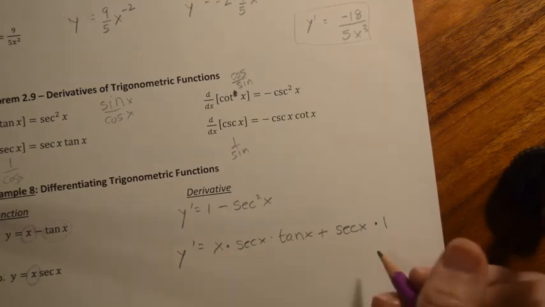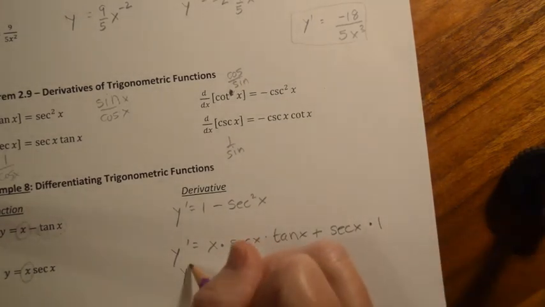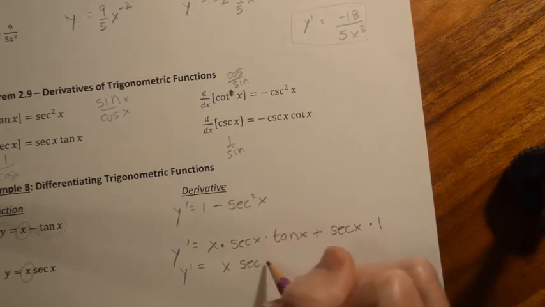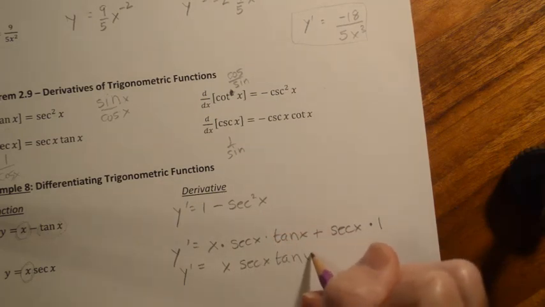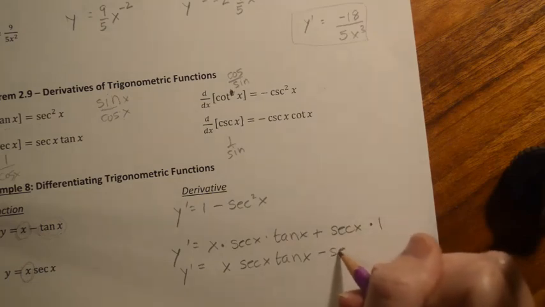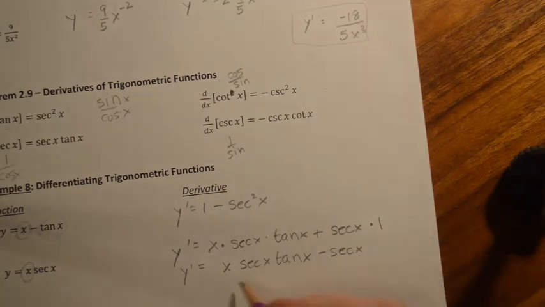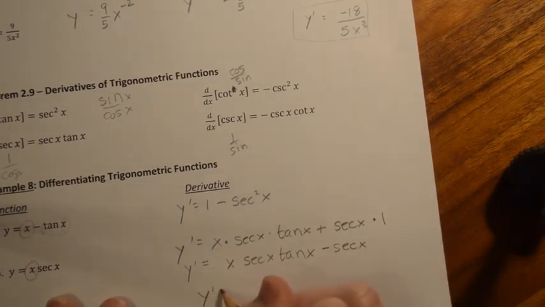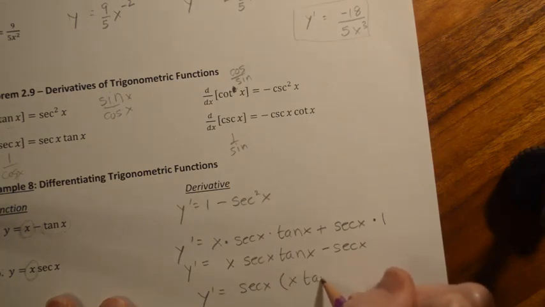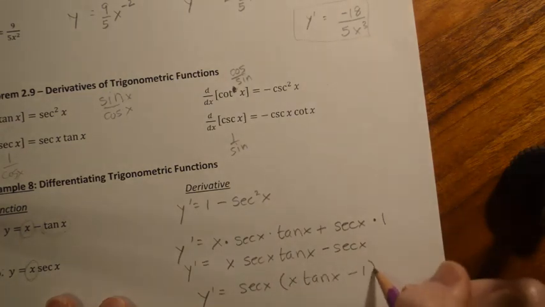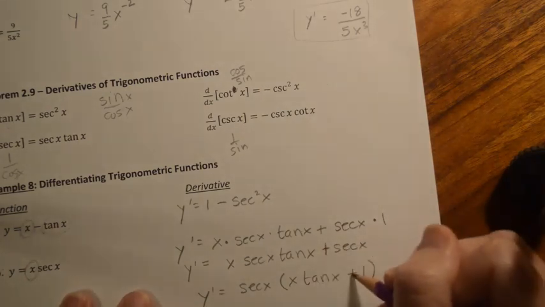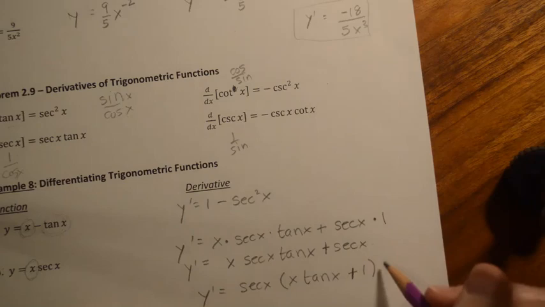All right. So the only way I would clean this up, if I were to just do the most basic thing, this would be just x secant x tangent x plus secant of x. We wouldn't bother to write the 1 there. But the other thing you could do is notice that there is a secant x in both terms and factor that out. So this would be secant x times x tangent of x plus 1. Sorry, I don't know why I switched that to minus 1. It should be plus 1. All right, so either of those would be fine.